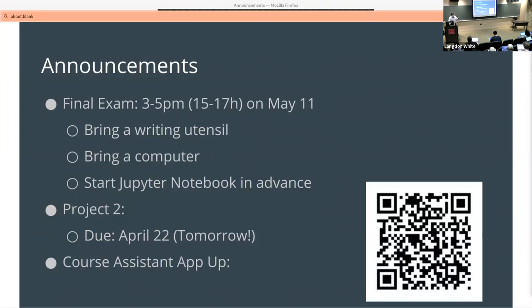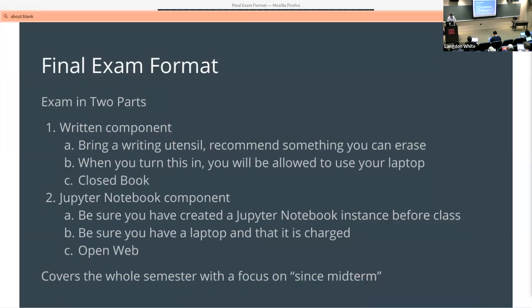But before that, project two is due tomorrow. You should have seen Piazza posts about demo day and the course assistant stuff. So you don't need this anymore if you want to apply for that. All right, moving on.